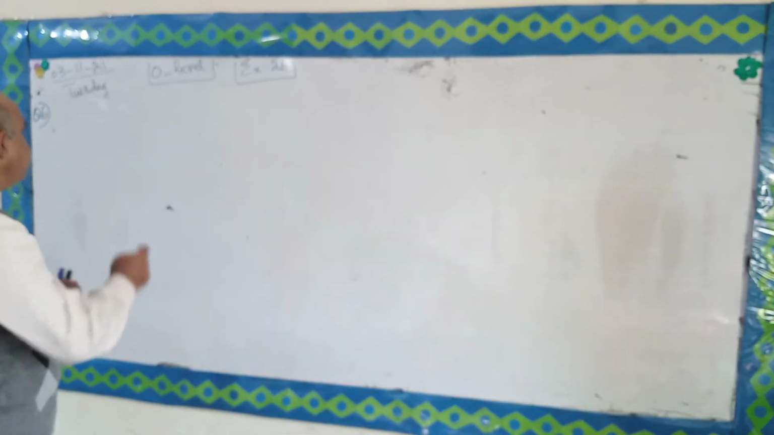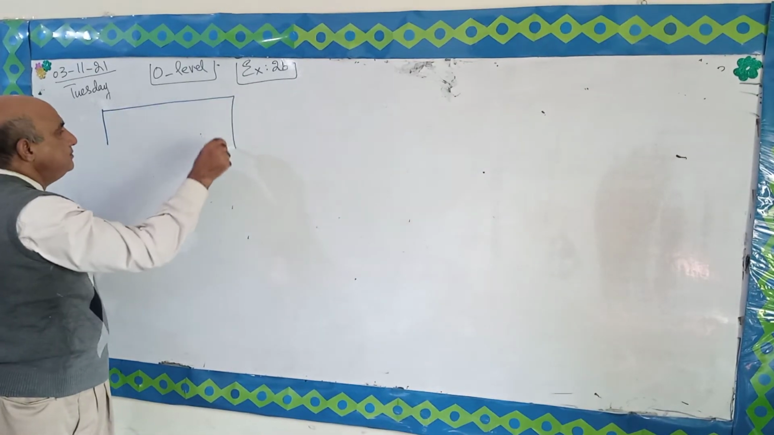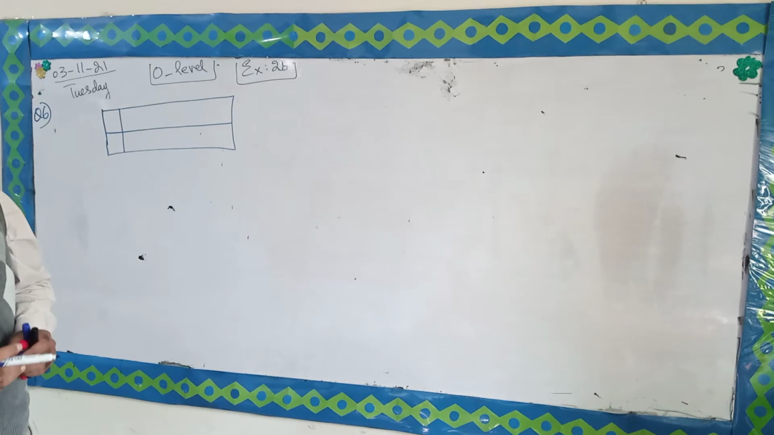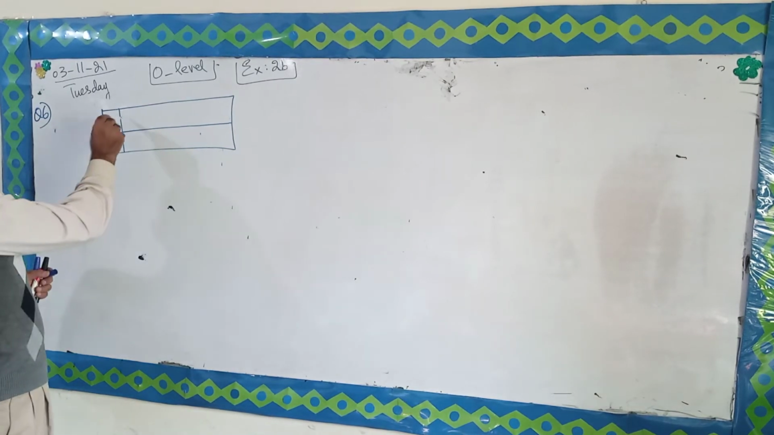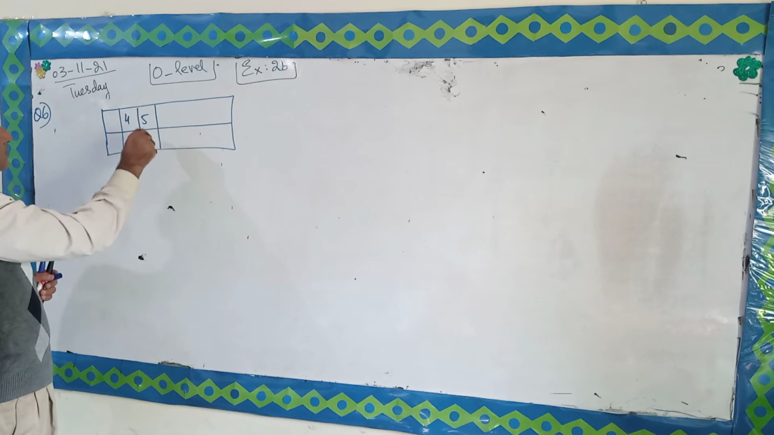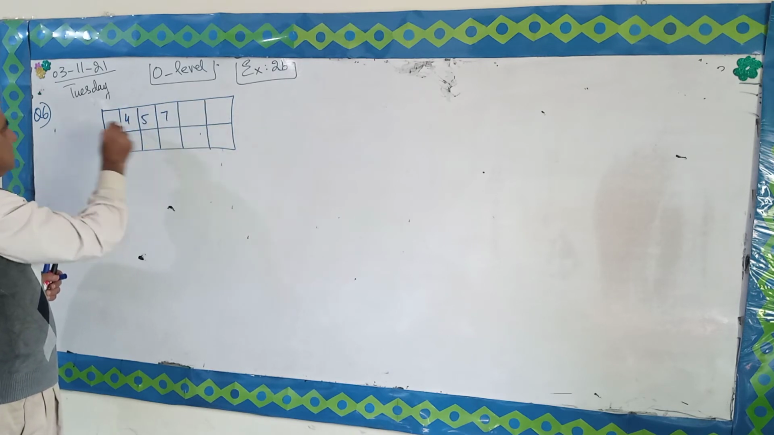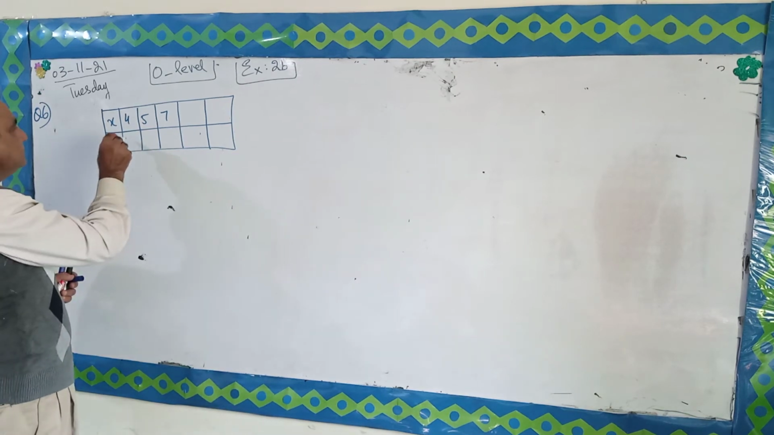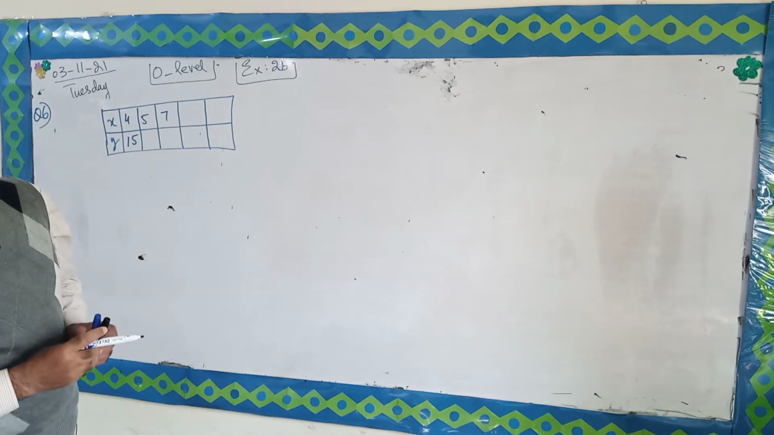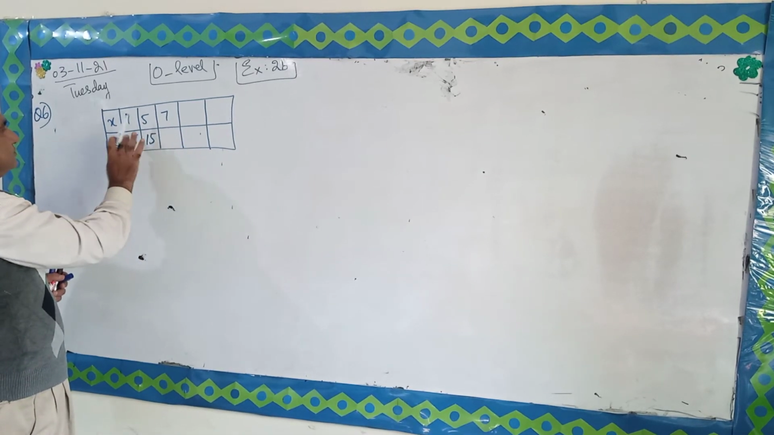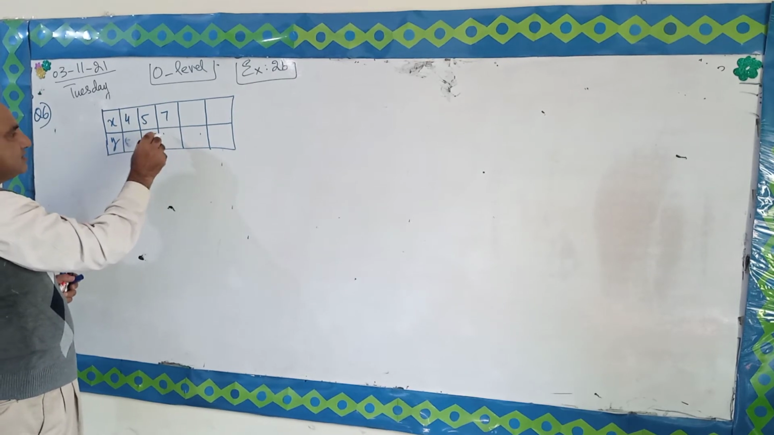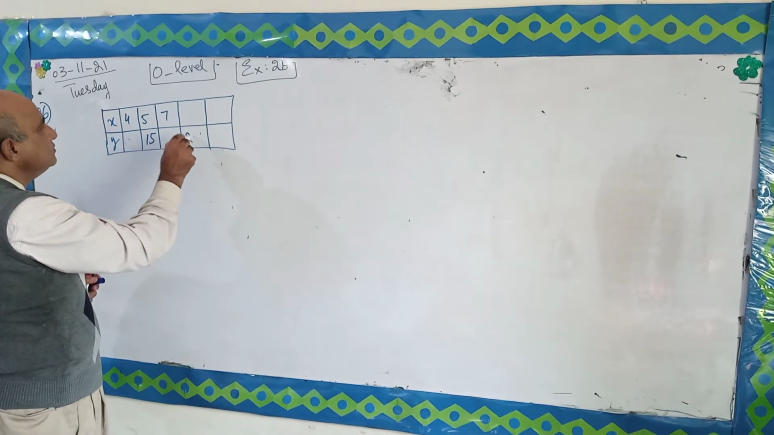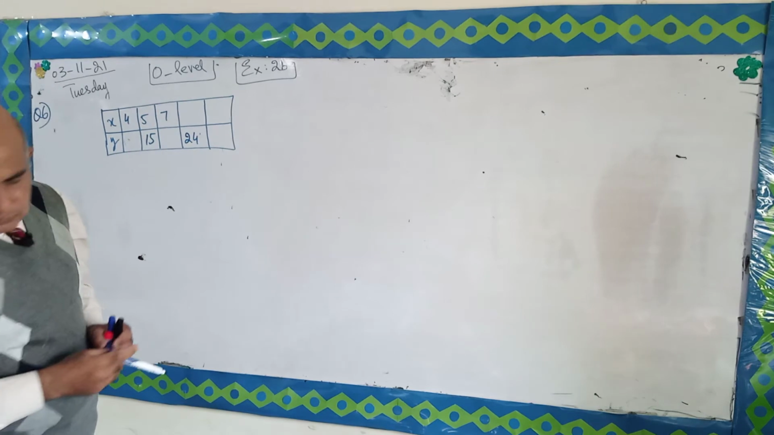So here is the table, x and y. x values are 4, 5, and 7. This is x, this is y. Here 15, and 24, and 34.5.